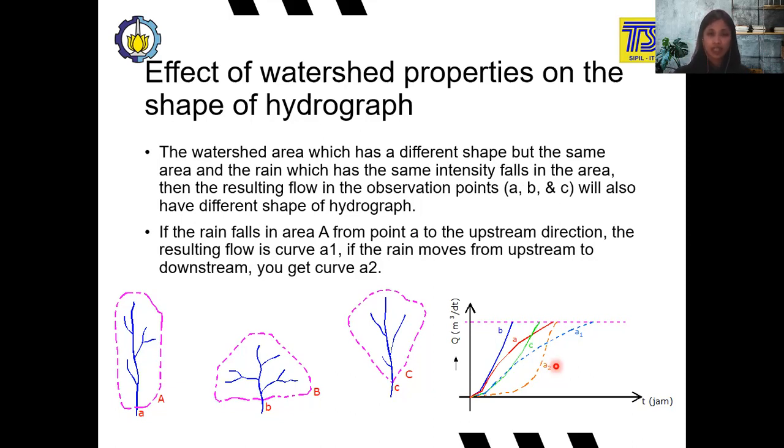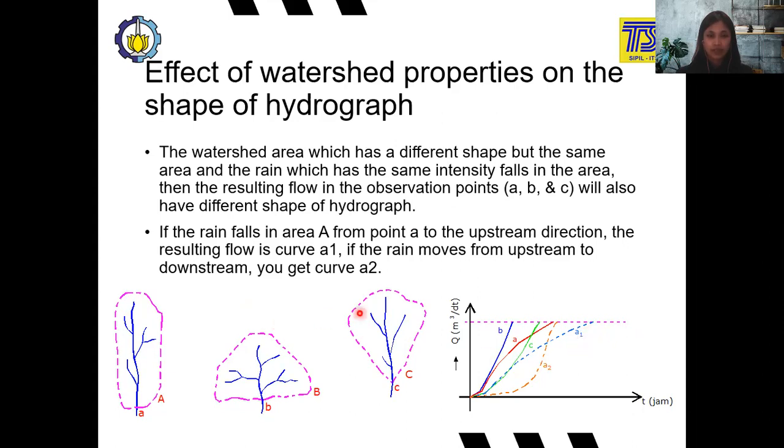Here, for example, in area A, if the rain falls in the area A from point A to the upstream direction, the resulting curve is A1. If the rain moves from upstream to downstream, you will get the curve A2. Which means if the rain falls in the area A from point A to the upstream direction, the resulting flow will be like A1. So if the water flows from this outlet to the upstream, the curve will be A1.